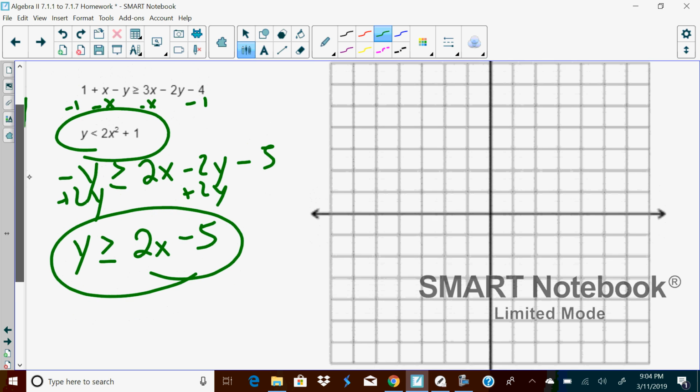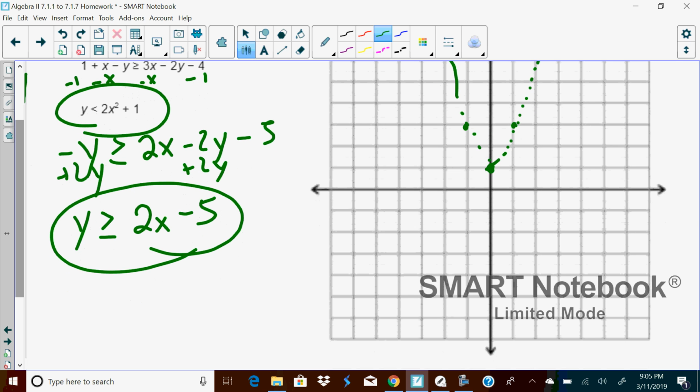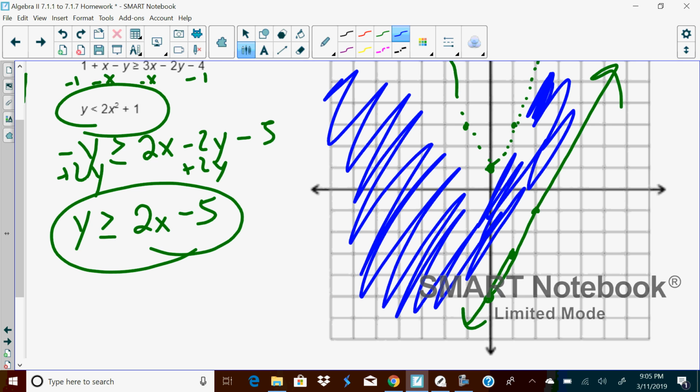So when I graph the first one, I know it's at (0, 1) where my parabola starts. If I plug in 1, I get 1 squared times 2 is 3. So (2, 3). For symmetry I have here, it's a dotted line because it's just less than. For this one, I start at 1, 2, 3, 4, 5. It'll be right here. Up 2 over 1. It's going to be a solid line. I'll change colors. It's greater than, and this one is less than. So I would shade all between. This part would be where my solution was.